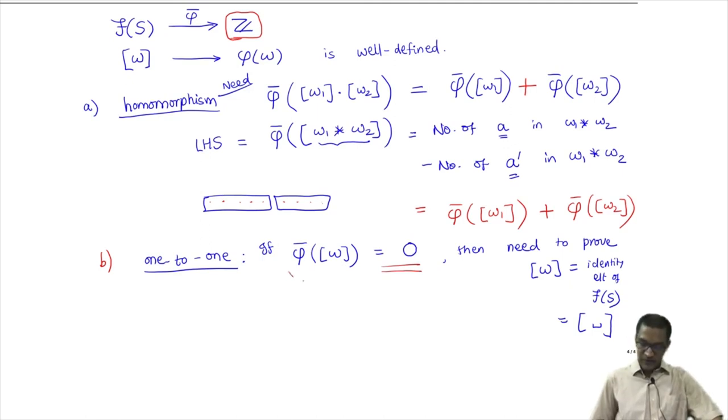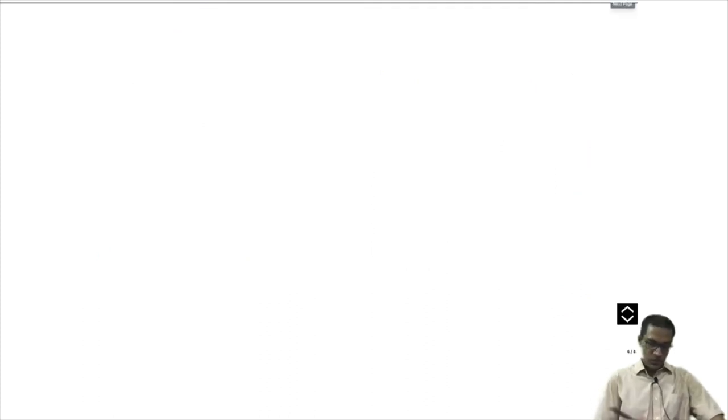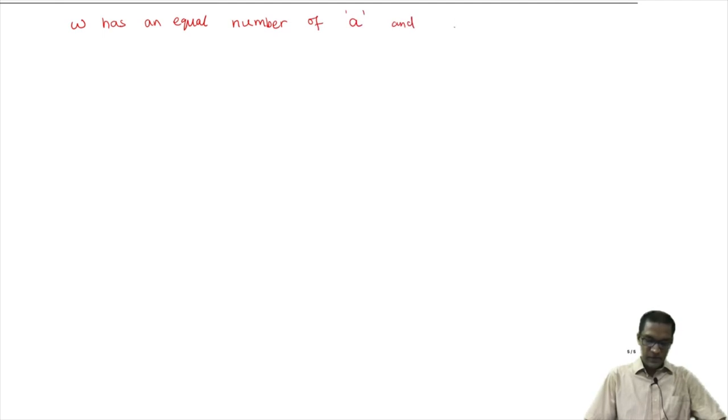So the fact that phi bar of a word is 0 just means that the word has an equal number of a's and a primes. Okay, so let's go here. The word w has as many a's as a primes, an equal number of a, the alphabet a and the alphabet a prime. Okay, so what does that mean?